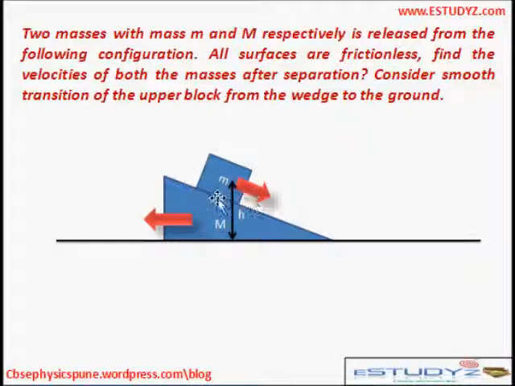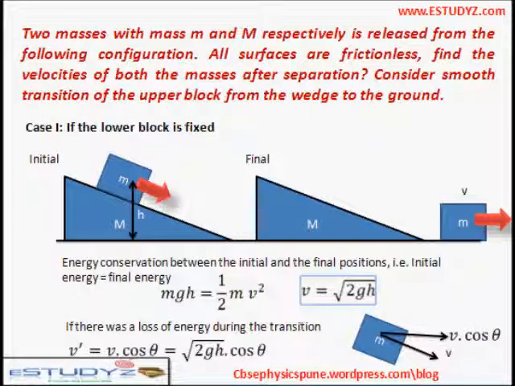The small block, small mass m, would come down, and the big wedge here, the big mass M, would move towards the left direction. Now let us take a simple case. What if the lower block is fixed?